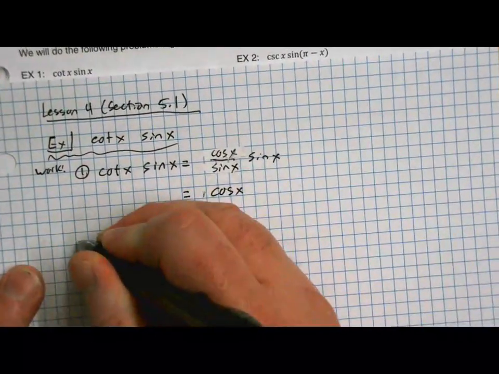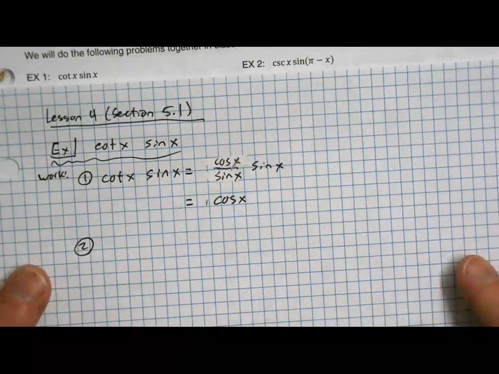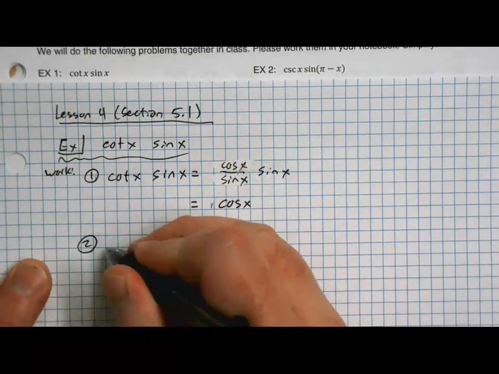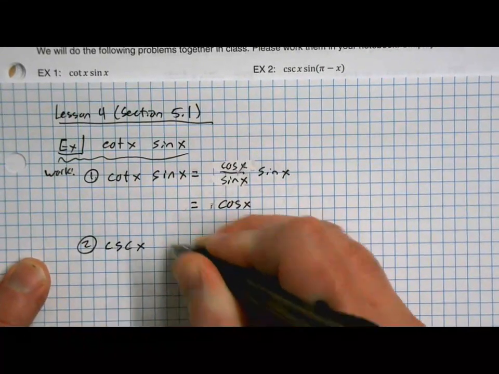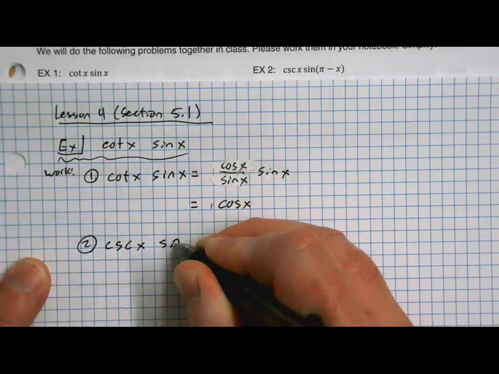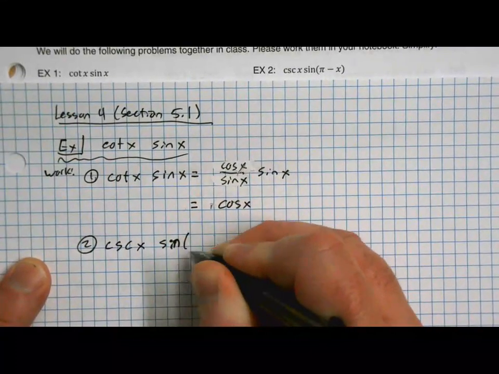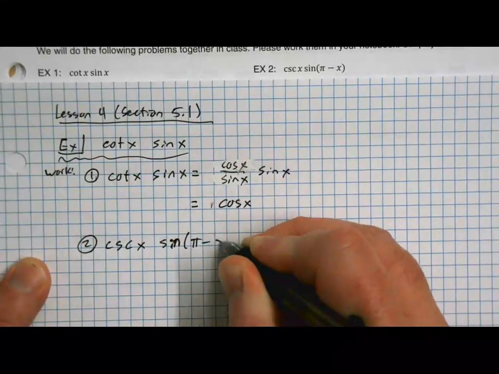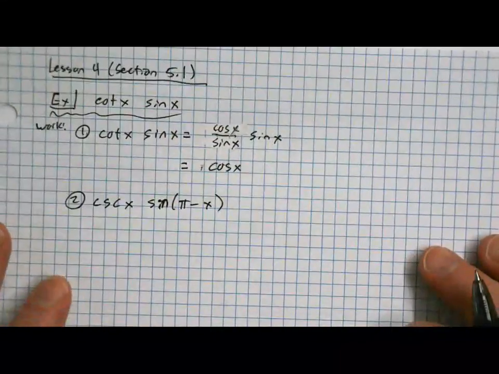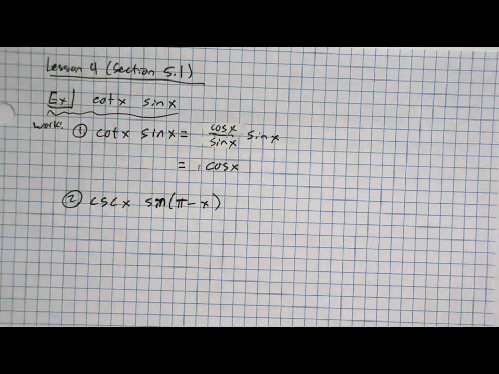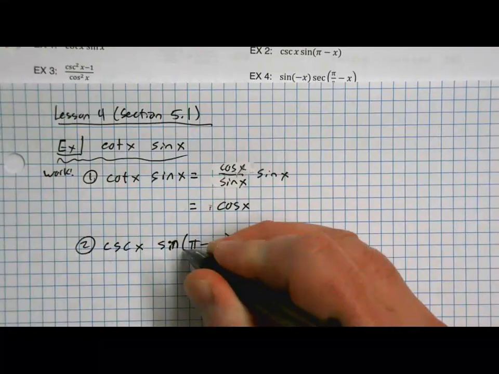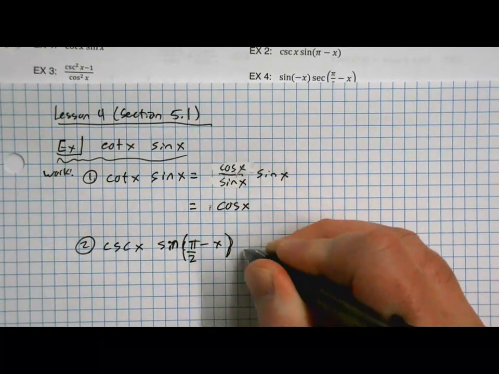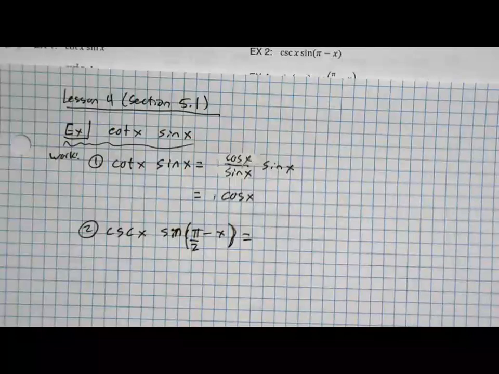All right, let's do another one. Let's do number 2. I'm just going to jump straight to my work for this one because the problem's built into this. So number 2 is cosecant x times sine of pi over 2 minus x. Sorry, I had something covering up half of that expression.